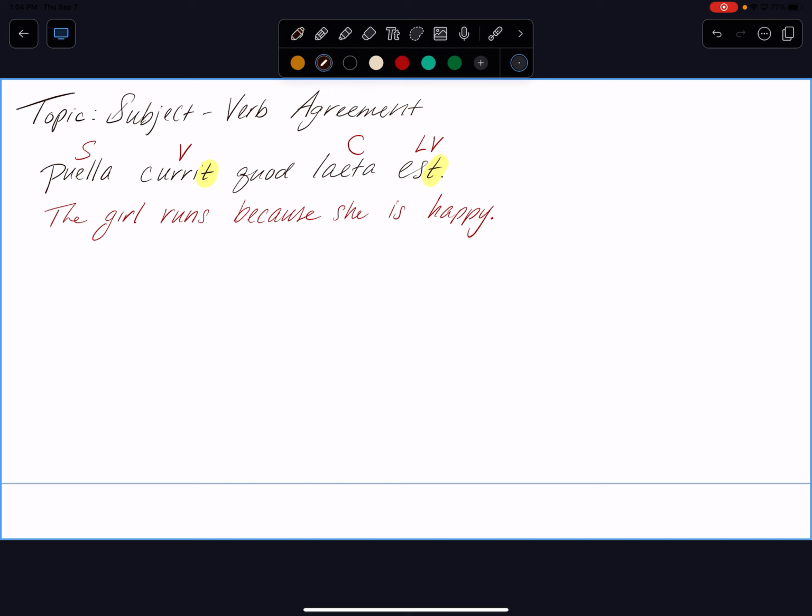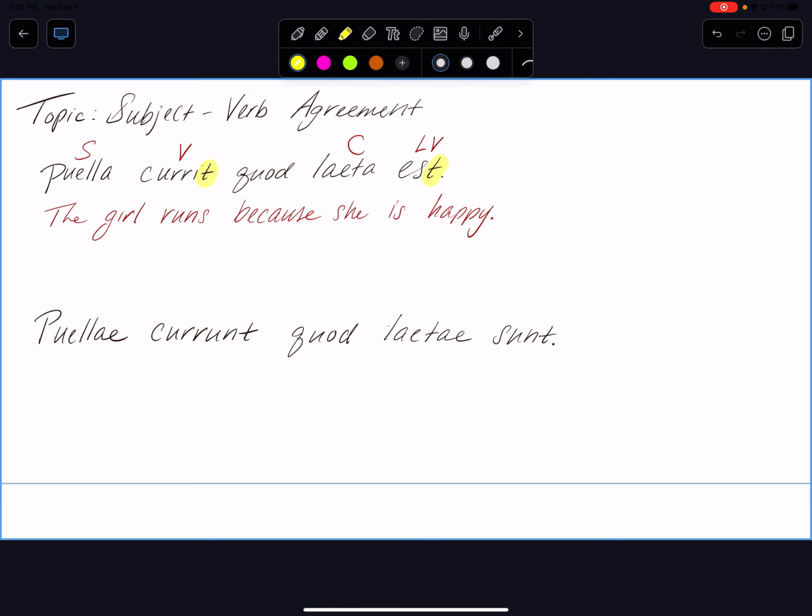Okay, now let's do the second example. Again, leave yourself space to mark up. Puellae... run. It's the same, but it's not. Okay, how is it different? Plural. Yeah, this is the plural version of the previous sentence.